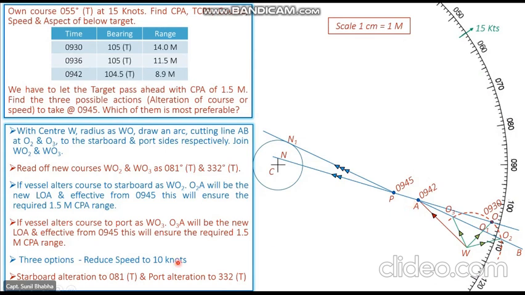So out of the three options which are available to us, the most appropriate option would be to alter our course to starboard. The new course would be WO2, line of approach would be O2A, effective at 9:45, the ship will move on the new line of approach, P2N1, having its CPA at N1, which is the required CPA of 1.5 miles. The new course to be steered is 081, effective from 0945 hours.